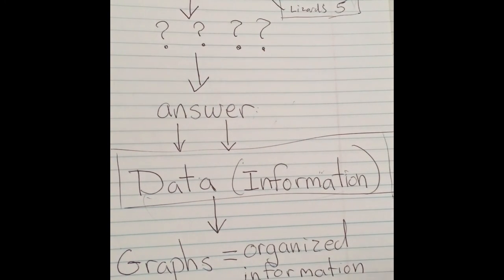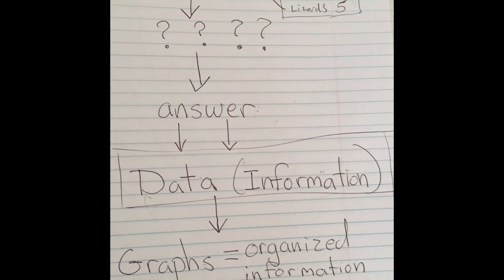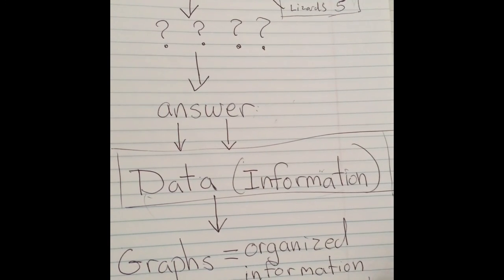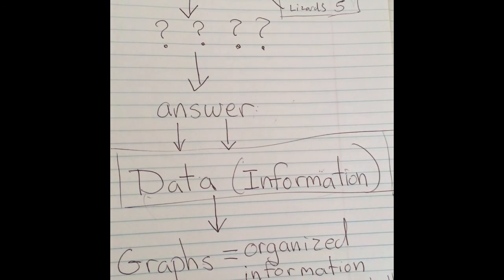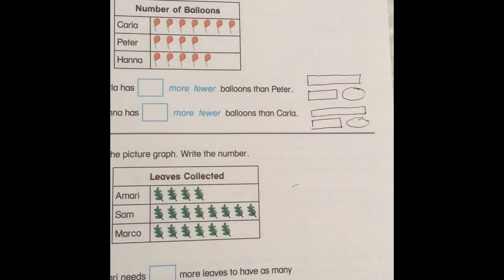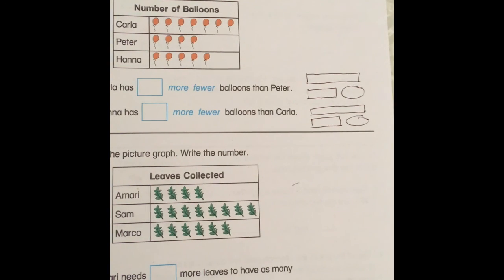The bars can go over, those are called horizontal bar graphs, or they can go up, called vertical bar graphs. Picture graphs are sometimes called pictographs. Okay, so now 5.4 is using picture graphs. Read the picture graph, write the number, ring more or fewer.